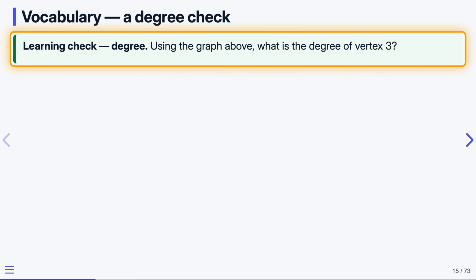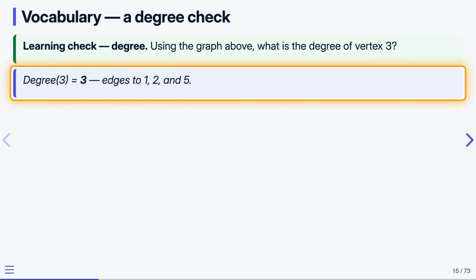A quick check. Using the graph above, what is the degree of vertex 3? Pause and count. Count its edges. It has edges to 1, to 2, and to 5. So the degree of vertex 3 is 3, the same as vertex 2.